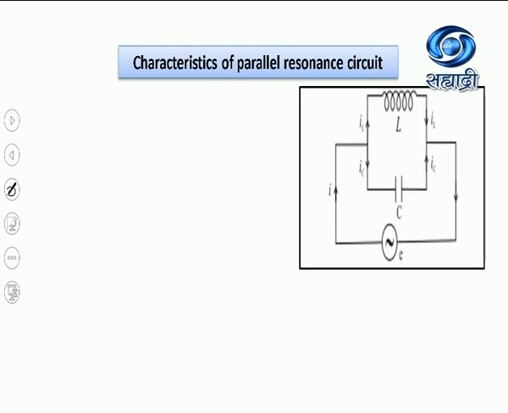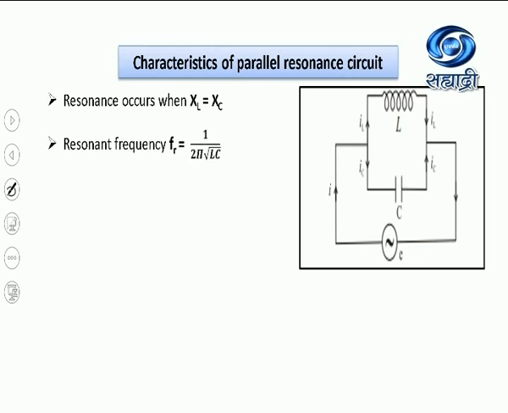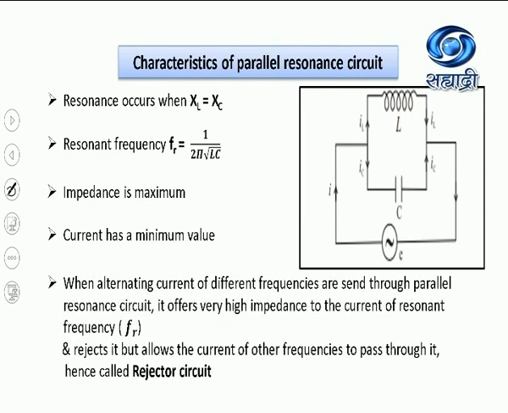Here is the diagram representing an LC parallel circuit across which a source of alternating EMF is connected. Parallel resonance occurs when XL is equal to XC. Resonant frequency is given by fr equal to 1 upon 2 pi root of LC. Impedance is maximum, ideally infinity, practically maximum. Current has a minimum value, ideally 0, practically minimum.